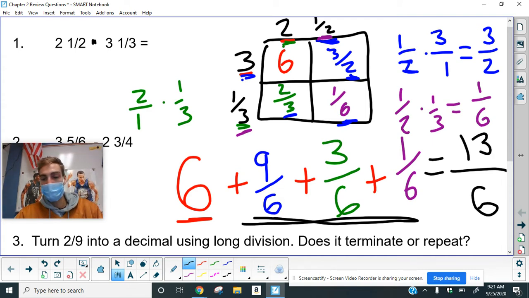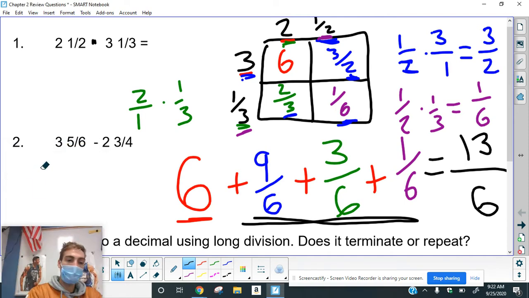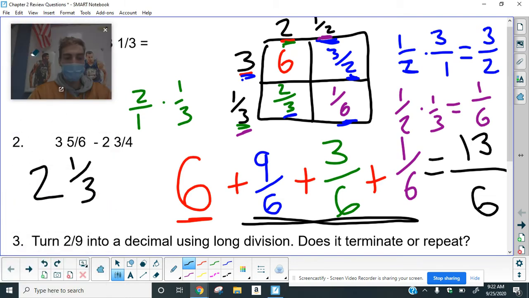Now I want to write this as a mixed fraction. And so I'm going to say, how many times does 6 go into 13? How many times? Well, 6 times 2 is 12, so it goes in there twice, and then there's 1 left over. So I can write 13 over 6 as 2 and not 1/3, 1/6.